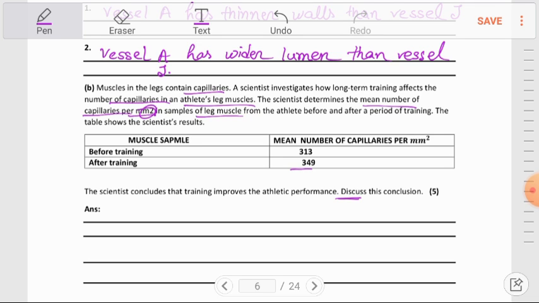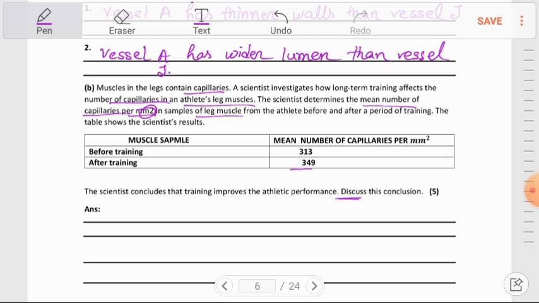So the conclusion is partially correct, because after training the number of capillaries increases. Before training the number of capillaries was 313, and after it increased to 349. As the number of capillaries increases, more oxygen will be transferred to the leg muscles, and thus they can respire aerobically more to provide enough energy for muscle contraction for athletic movement. But what type of athletic performance they are carrying out is not mentioned. It could be a bodybuilding competition or a running competition or anything, right? So it's not mentioned whether the athlete is a runner or swimmer.